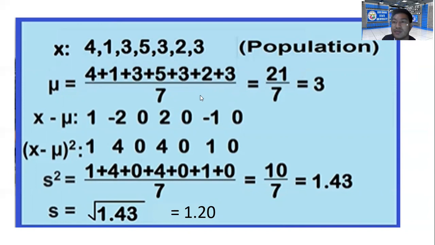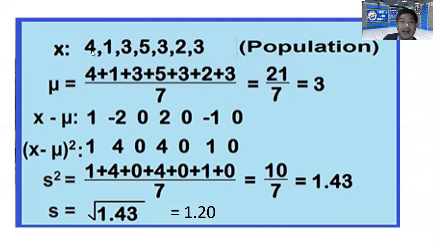So the first thing that we need to do is let's get the mean first. You add everything and divide by 7, you have 3. So our mean is 3. We know that our formula for the variance is the score minus the mean, and then we square it, right? And then we get the summation of it. We add everything and then divide it by the n.